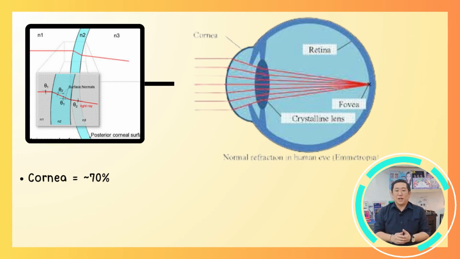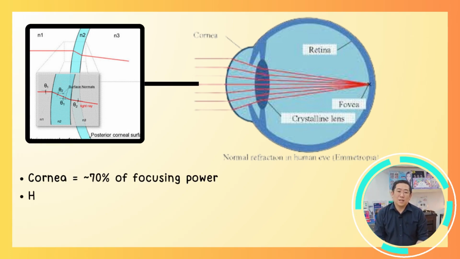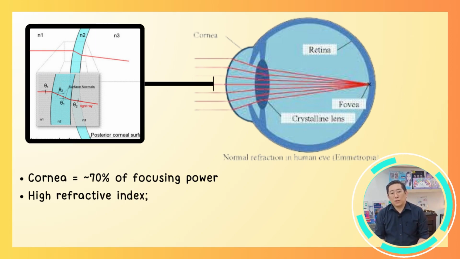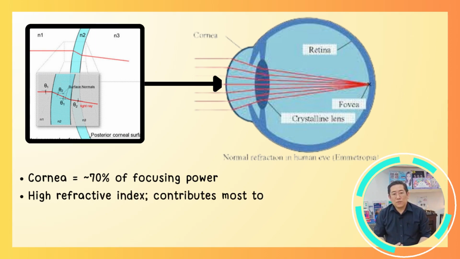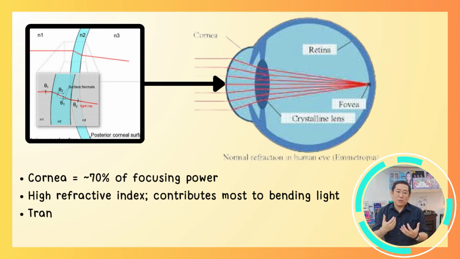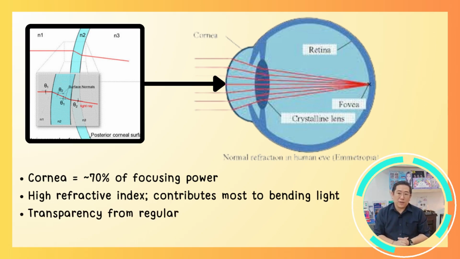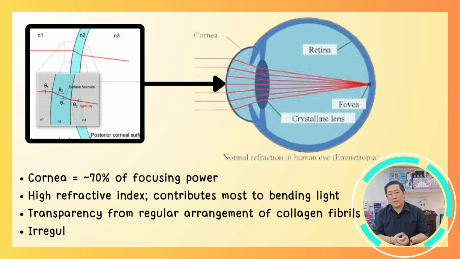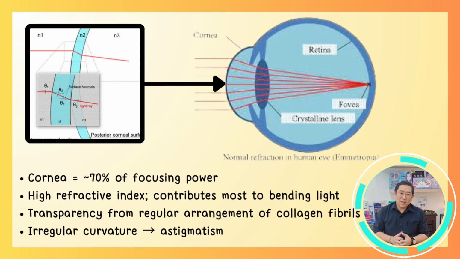The cornea is the eye's primary refractive surface, contributing about two-thirds of the total optical power. Its smooth curvature and high refractive index compared to air cause light to bend significantly as it enters. Interestingly, the cornea stays transparent because its collagen fibers are arranged in a highly regular pattern. If this pattern is disrupted, as in keratoconus or scarring, vision becomes blurred. Corneal shape irregularities are also a major cause of astigmatism.